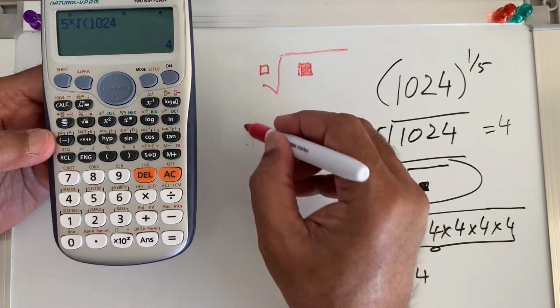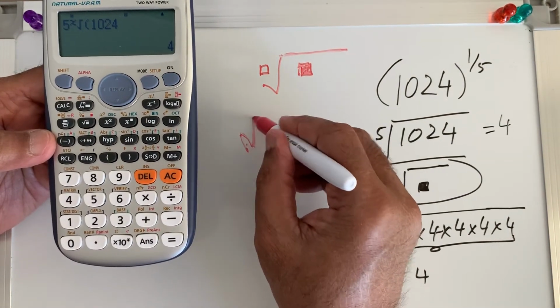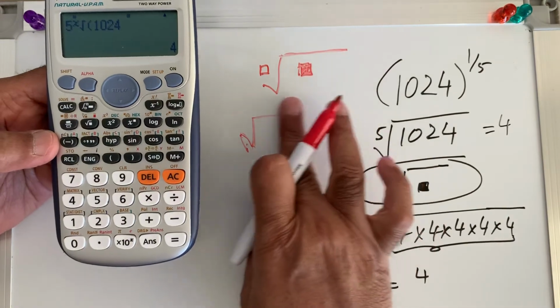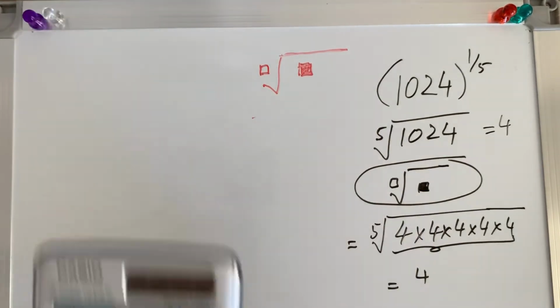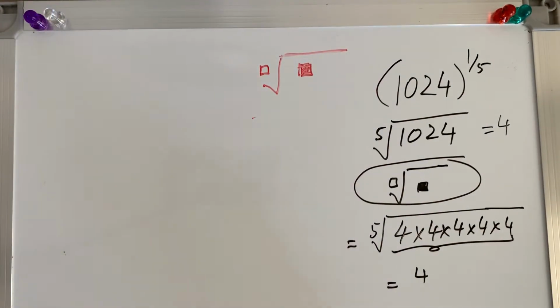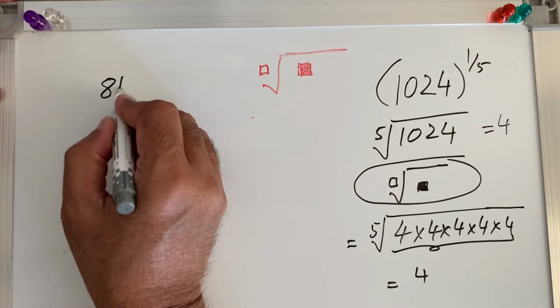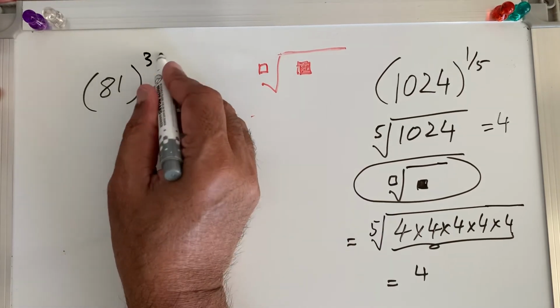So if it is like under the root, any question, let's take another bigger example, and you can calculate it by calculator now. So if my question is 81 to the power 3 by 4.